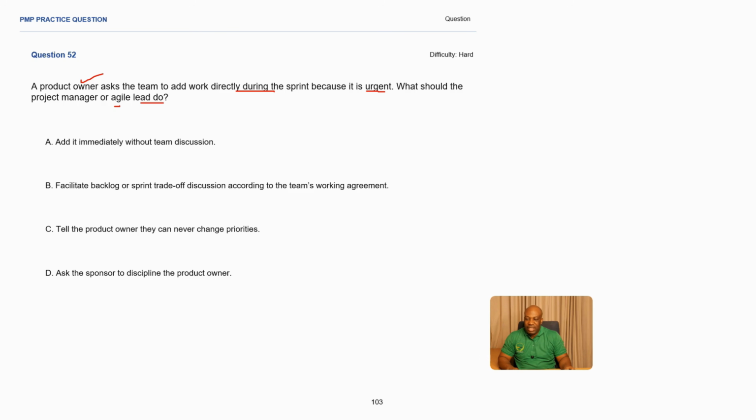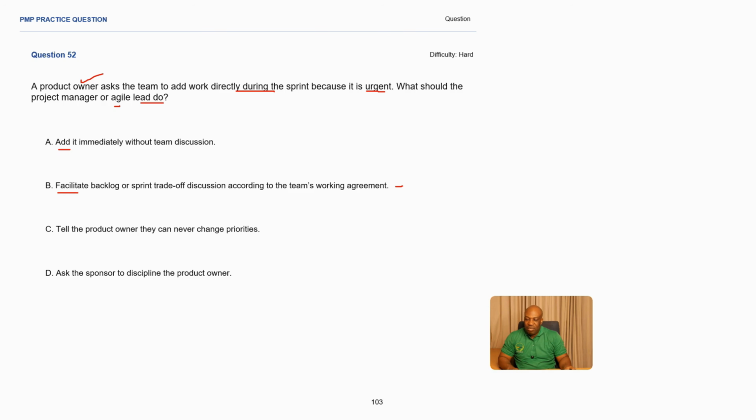A, add immediately without team discussion. You don't just jump into action. You need to understand more about these items being added as urgent. Then B, facilitate backlog or sprint trade-off discussion according to the team's working agreement. This makes sense. I like the word facilitate. You're trying to bring people together to understand.